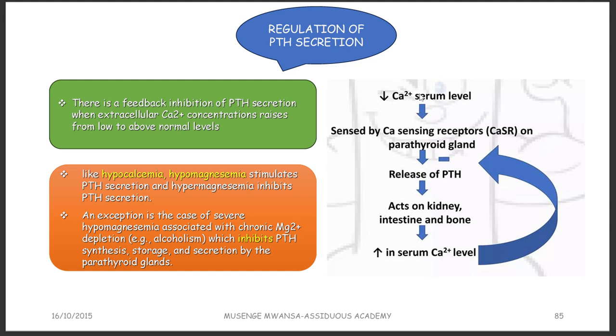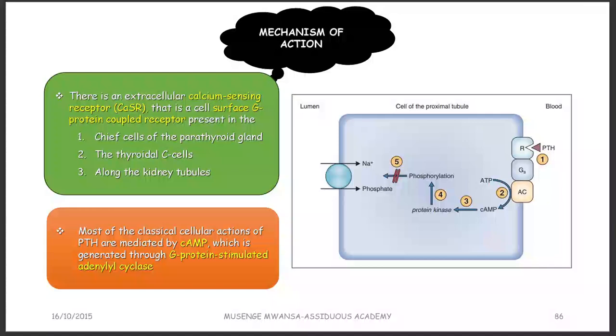So low calcium is going to be sensed by what is known as a calcium sensing receptor, which is found on the parathyroid gland. This calcium sensing receptor will now stimulate the release of parathyroid hormone, which acts on the kidney, on the intestine, and on the bone to increase calcium. When you have got increased calcium, that increased calcium is now going to inhibit the calcium sensing receptors from causing the release of parathyroid hormone, because we don't want it to be more, right?